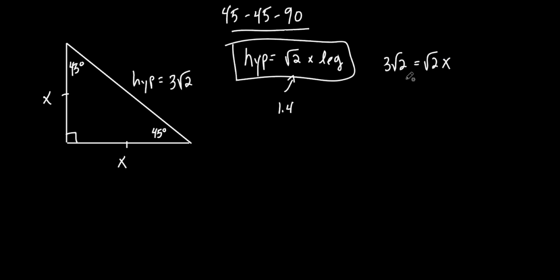Everybody watching? See what I did? I just plugged everything in. I plugged in 3 square root of 2 for the hypotenuse. This has a square root of 2 in the formula, so I put it there, times one of the legs, times x. I got to solve for x.